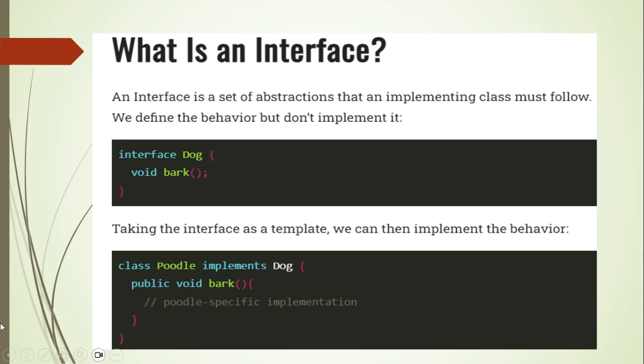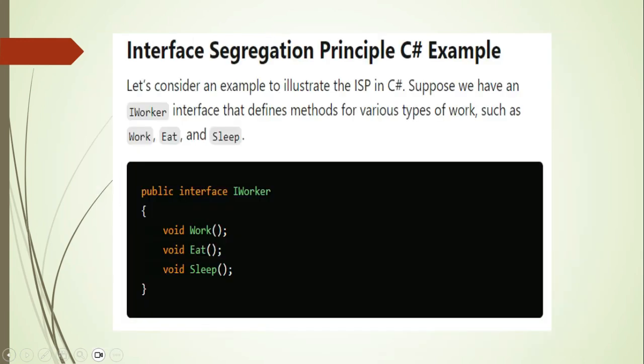Here you can see we have defined an interface with the name Dog, and we have defined a non-returning method, bark. So taking the interface as a template, we can then implement the behavior using this class Poodle which implements Dog. This means the Poodle class is a class derived from Dog, and then we have the specific implementation of this method here.